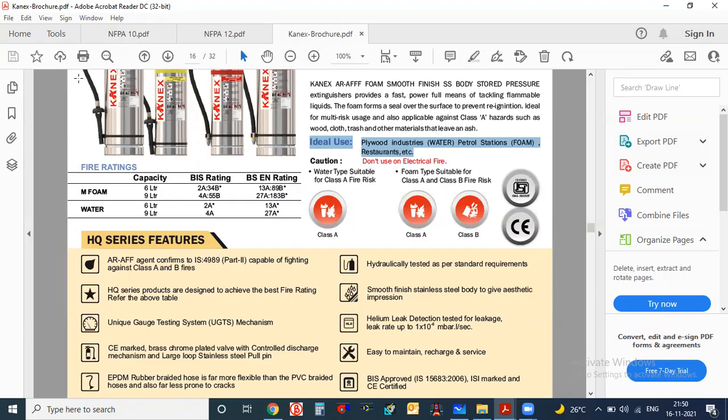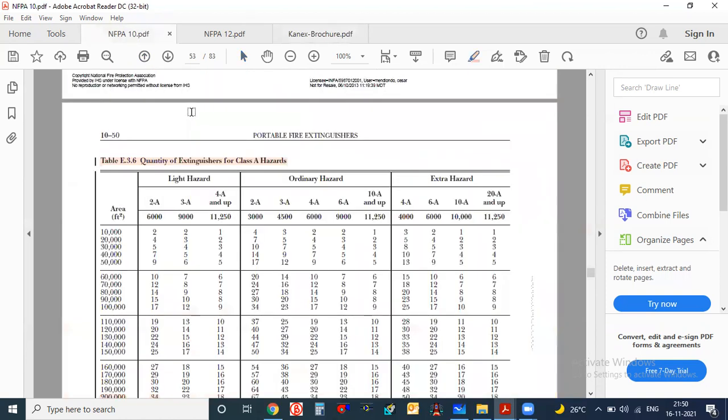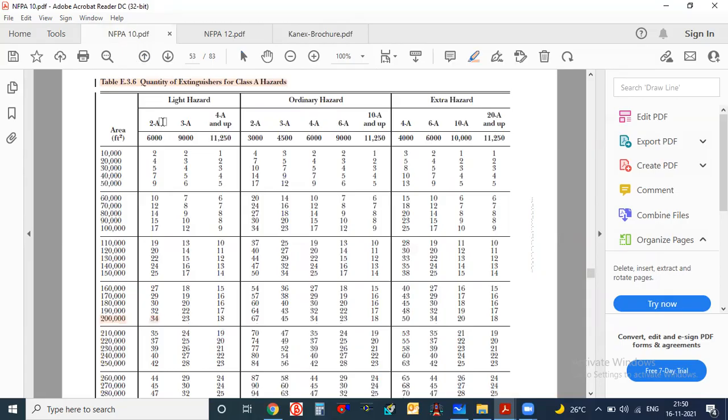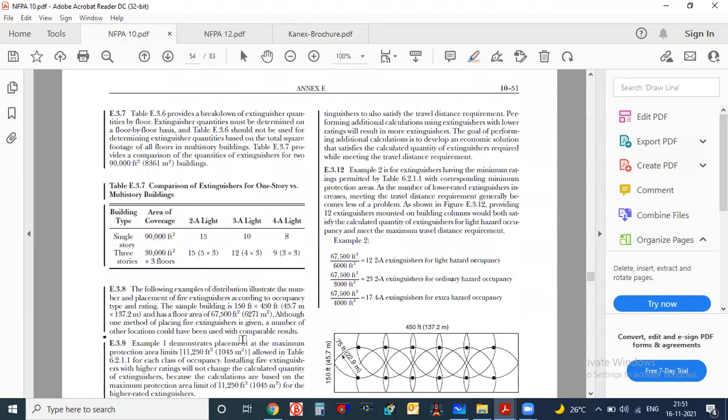And this NFPA 10 is only focusing on the construction of fire extinguishers, the ratings of fire extinguishers, and the average area for those rated fire extinguishers. Only this is what NFPA 10 focuses on. NFPA 10 also tells about the classification of fire: class A, class B, C, D and K. Only those things it is focusing on.